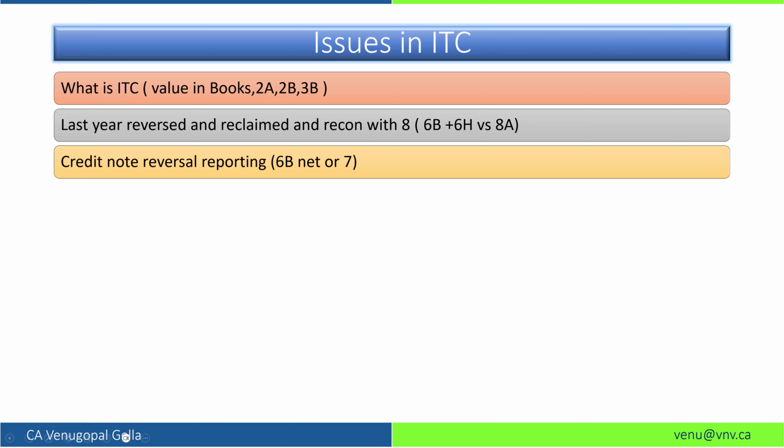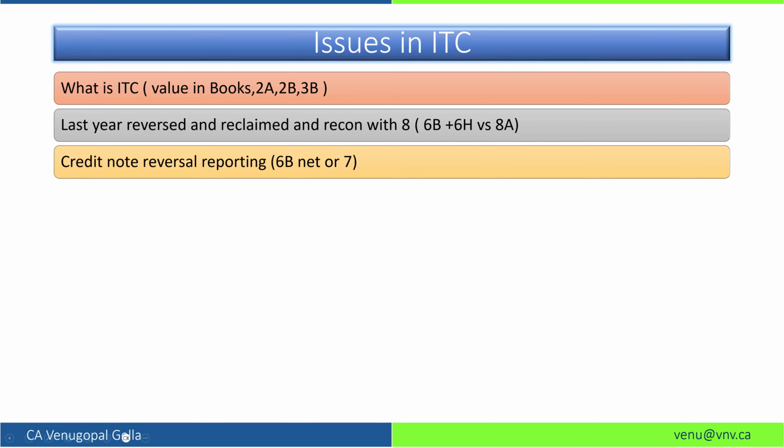Credit note reversal reporting: whether you will do 6B net or you will be showing it in 7. Where do you show the credit note? Like 100 rupees goods received, 20 rupees sales purchase return, 80 is the thing. Where do I report? From 23-24 onward, it is required to be net ITC only. So the credit note will come automatically in 6B net only.